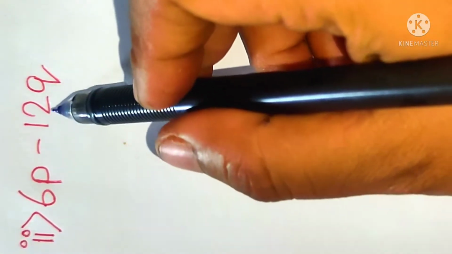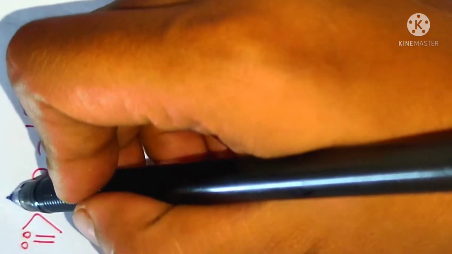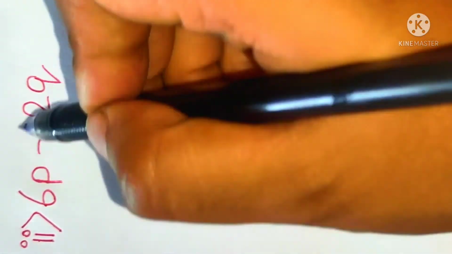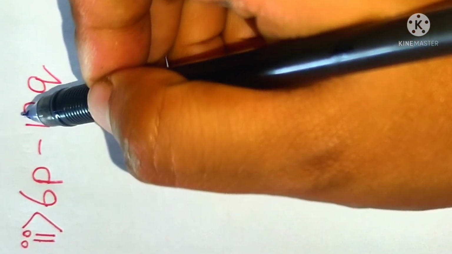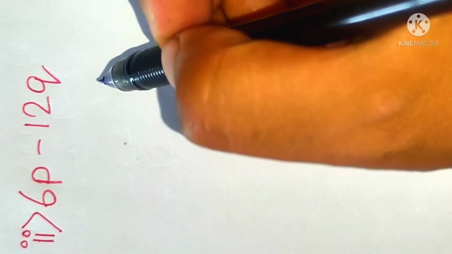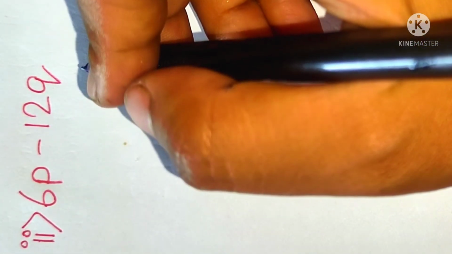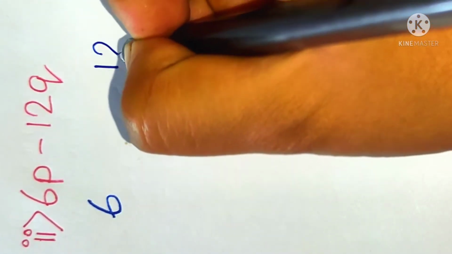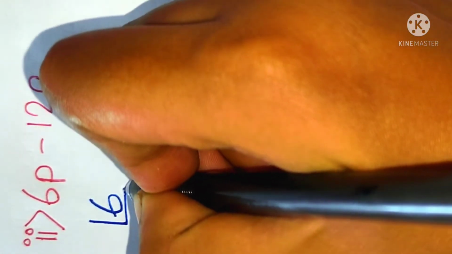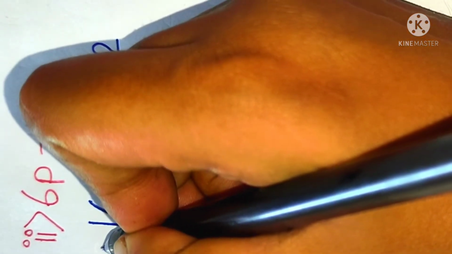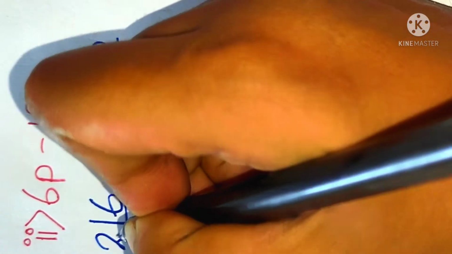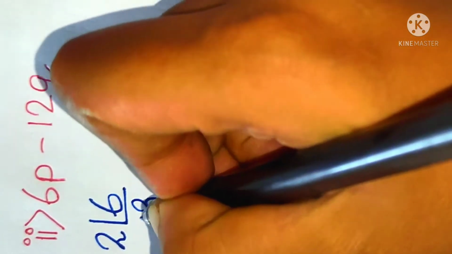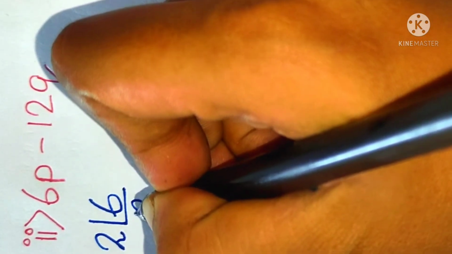Here we have 6p minus 12q. In the first term we have 6 as the constant and here we have 12 as the constant. Both are not prime numbers. So let us find out the prime factorization of the constants first. 6 and 12, if we factorize, first we will start with 6. 6 is divisible by the smallest prime number 2. 2 3s are 6. Now 3 is the prime number, so we are going to stop here.